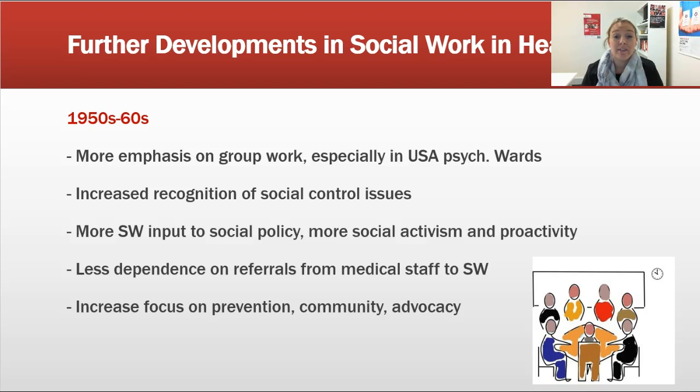We saw a greater emphasis on group work. We saw this a lot within the US psych wards, running groups with mental health and that sort of thing. We saw an increased recognition of social control issues during this time, more social work input into social policy, more social activism and proactivity, and less dependence on referrals from medical staff to social work. So I'll talk a little bit about that further on when I talk about the medical model of practice, and an increased focus on prevention, community and advocacy as well.